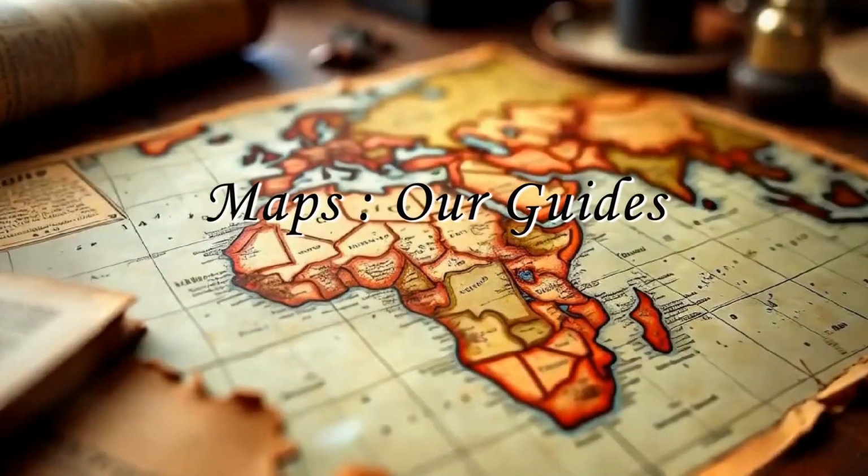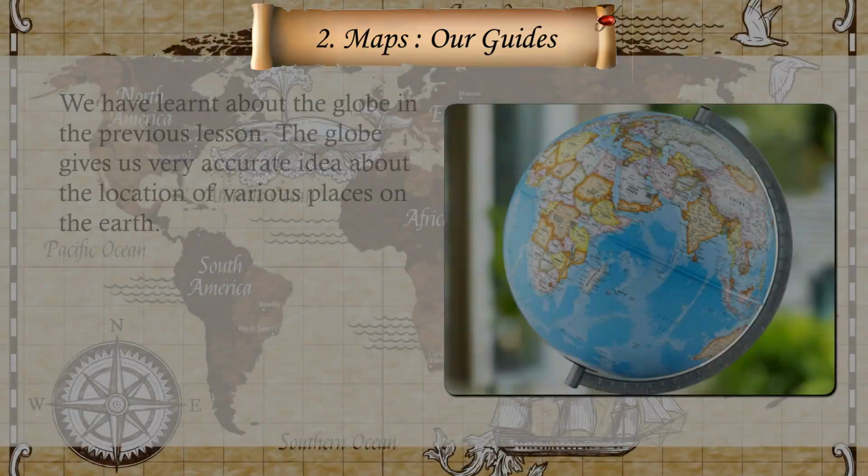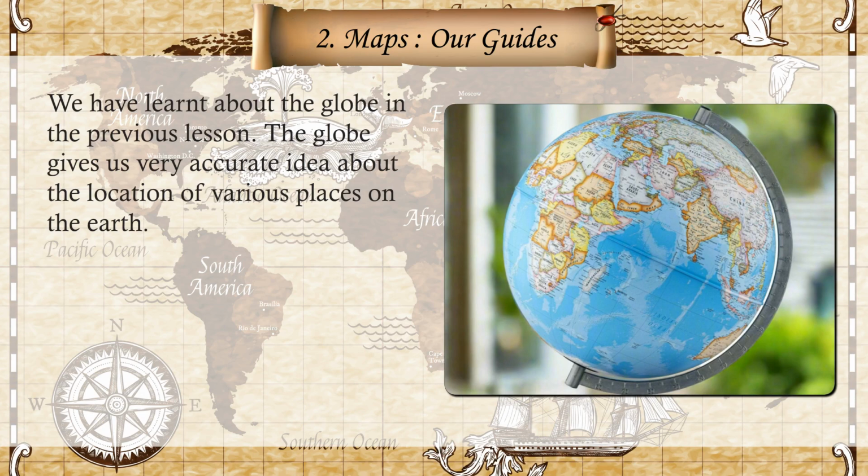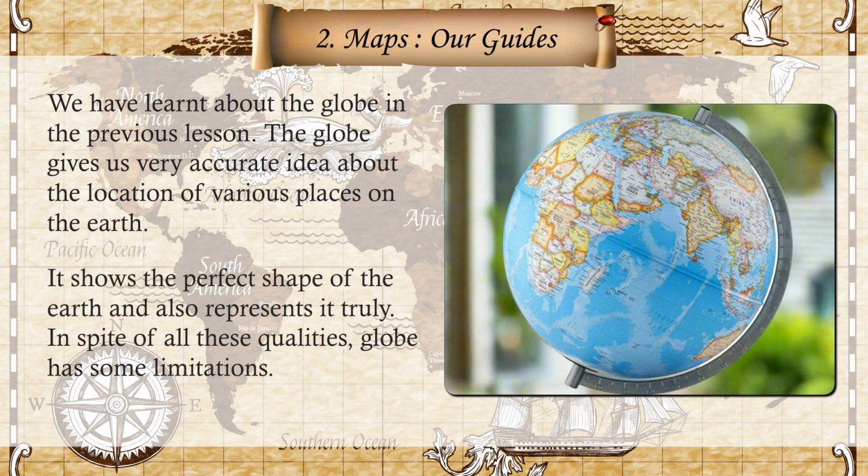Chapter 2: Maps, Our Guides. We have learnt about the globe in the previous lesson. The globe gives us a very accurate idea about the location of various places on the earth. It shows the perfect shape of the earth and also represents it truly. In spite of all these qualities, the globe has some limitations.